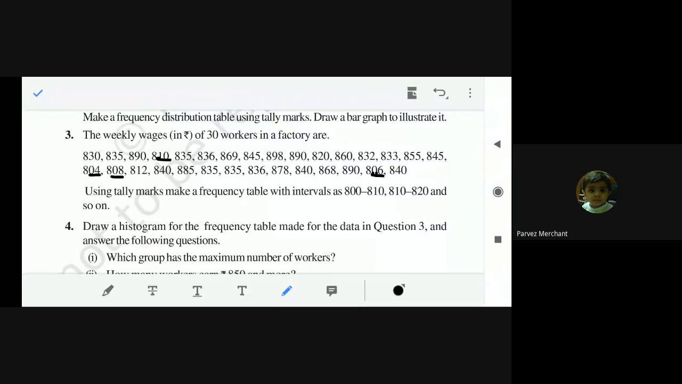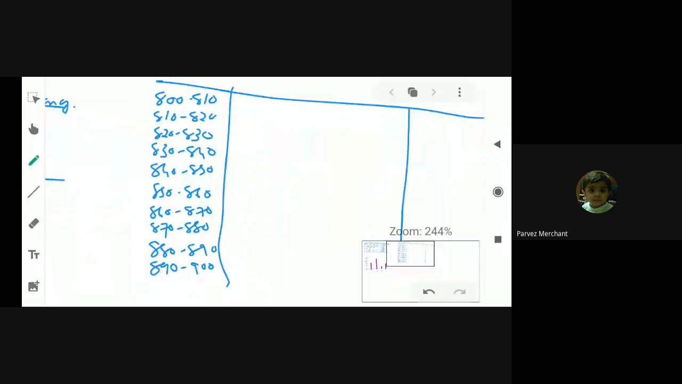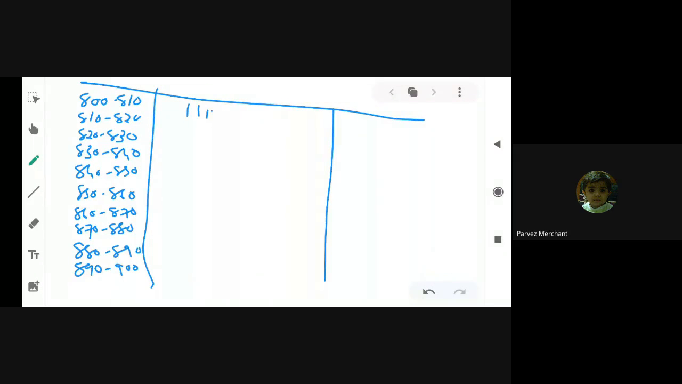Between 810 to 820, in the second group, please count. 812, 820. Okay, only 2 workers are there. So we are writing here: 800 to 810, there are 4 workers, and 810 to 820, there are 2 workers. So 4 and 2. Right?